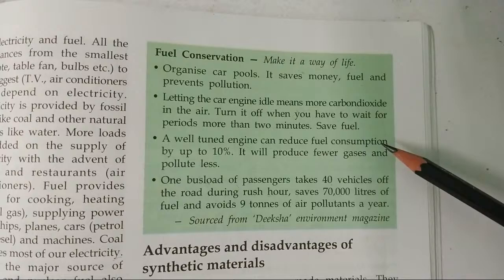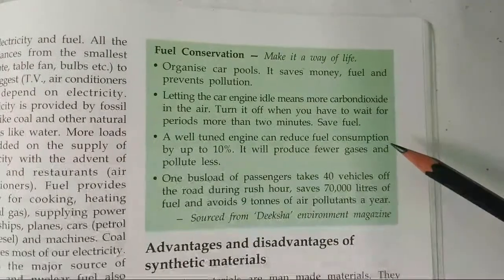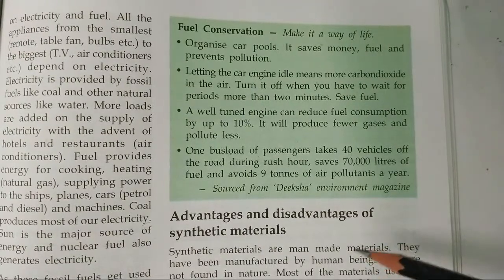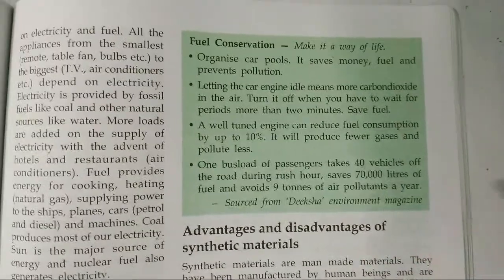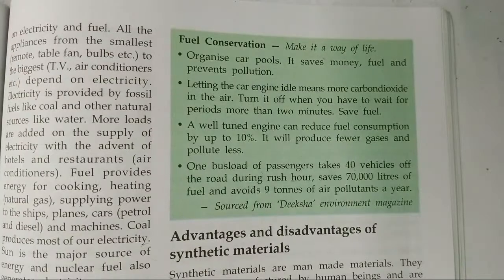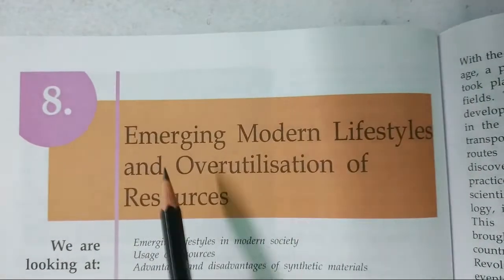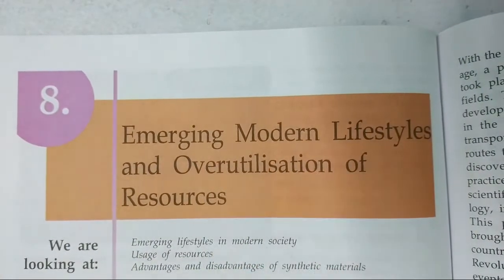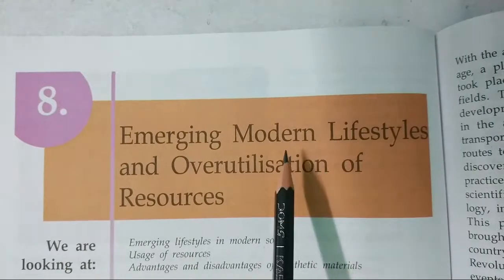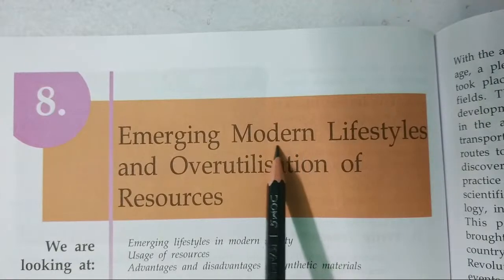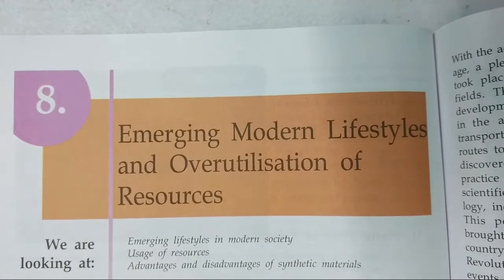In the next portion of this chapter, we will understand the advantages and disadvantages of synthetic materials, because synthetic materials are considered to be one of the major contributors, and they are considered the main part of the modern lifestyle. So in modern society, synthetic resources are considered part of modern society.